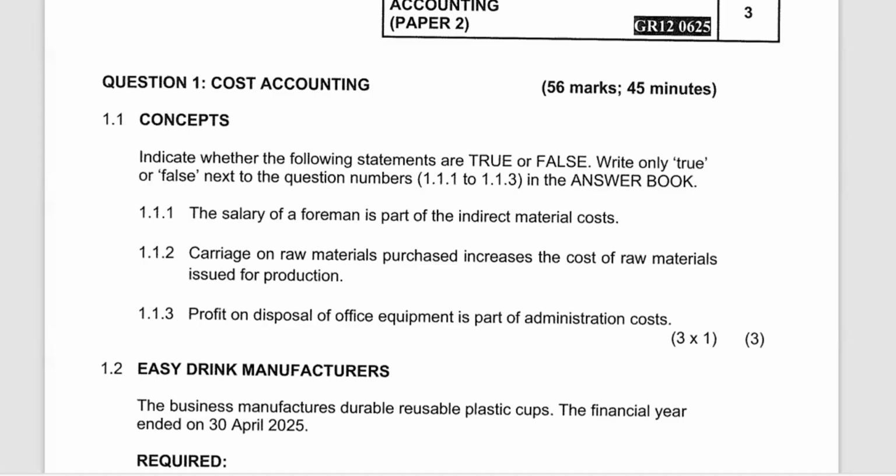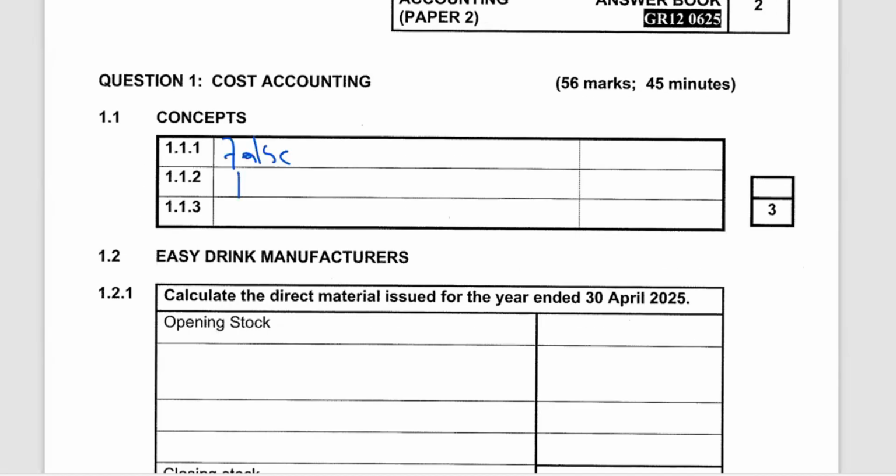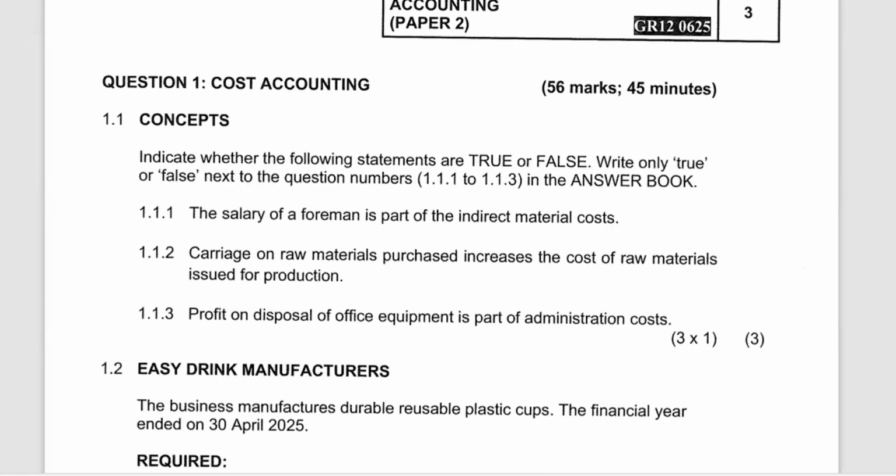Carriage on raw materials purchased increases the cost of raw materials issued for production. So here our answer will be true. 1.1.3, profit on disposal of office equipment is part of administration cost. So no, our answer is going to be false.